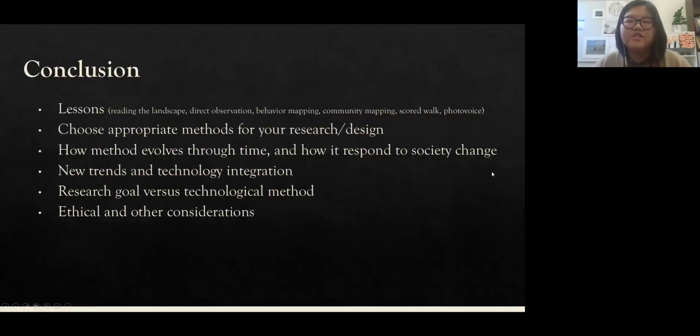All right, so in conclusion, today we have talked a lot. We have introduced 6 different visualization methods, including reading the landscape, direct observation, behavior mapping, community mapping, sport work, and photo voice. I hope it gives you some inspiration of how you want to utilize it in your design and research. You should choose the appropriate method based on your objective, your time, and the contribution.